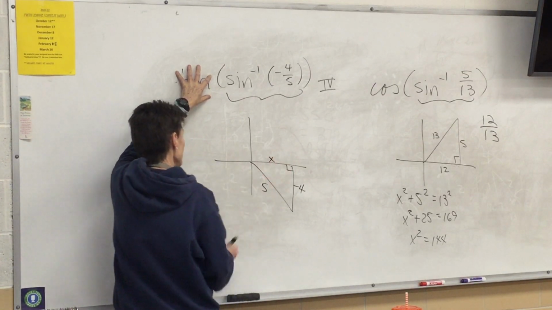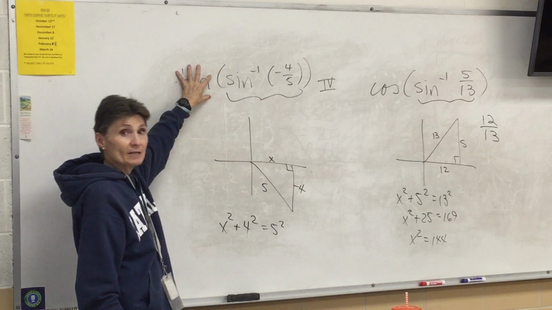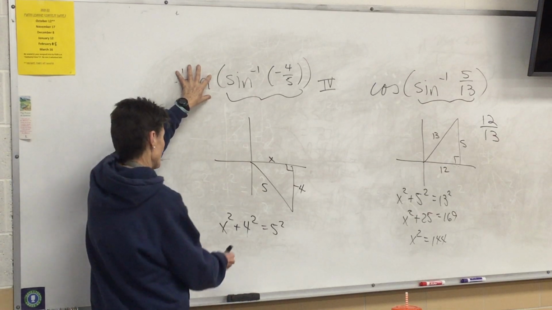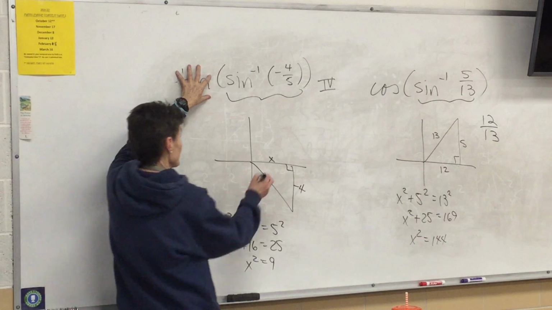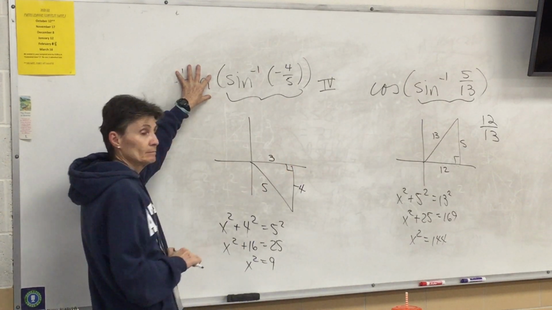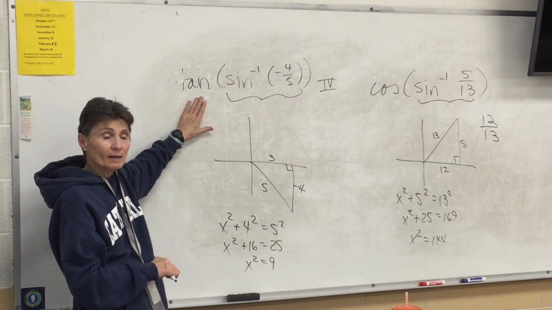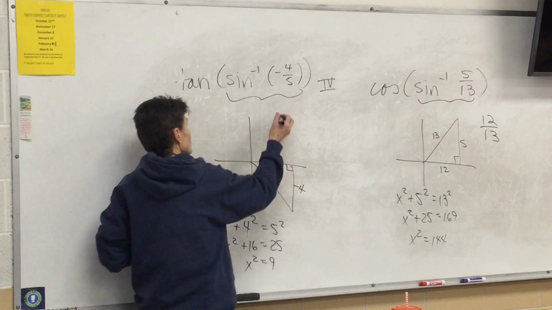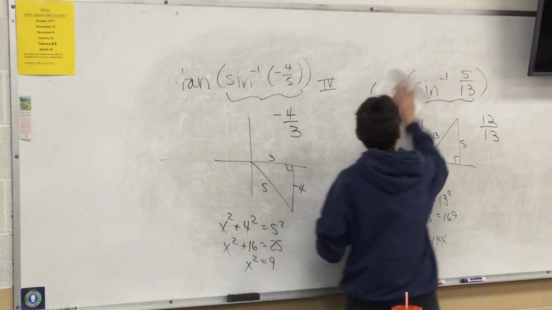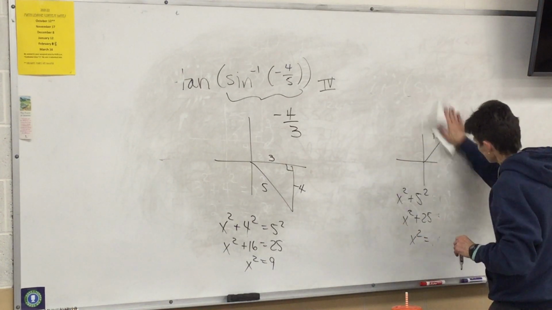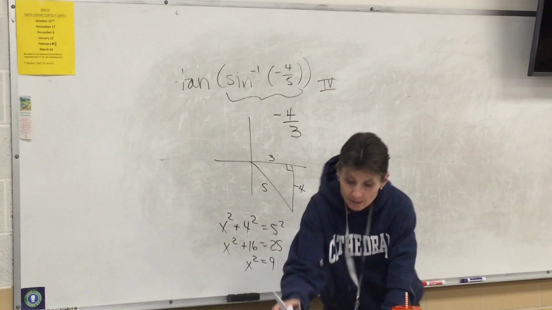So I'll do my Pythagorean Theorem. X squared plus 4 squared equals 5 squared. Remember, I don't need to worry about the negative because I'm squaring. So x squared plus 16 equals 25, and x squared equals 9. So this is 3. What's the tangent? Now that I know all the sides, I can find the tangent. Tangent is opposite over adjacent, so the answer is -4/3. Opposite over adjacent. Okay? Let's look at the next one.